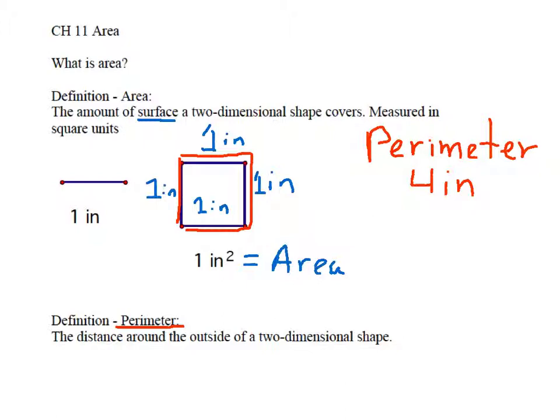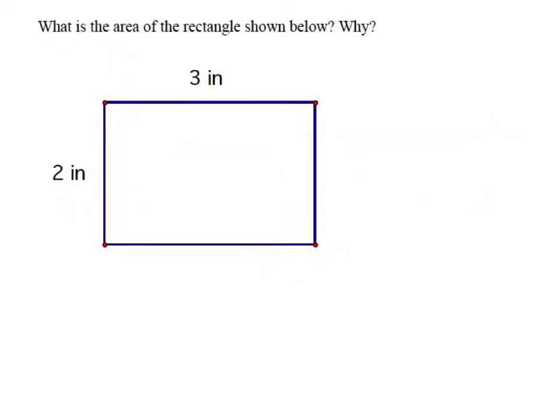Okay, so that's really what area is. It's the amount of surface a two-dimensional shape covers, and it's measured in square units. Okay. Now, here we have a rectangle, and it says, what is the area of this rectangle? And a lot of people know that the formula for the area of a rectangle is base times height. So here we'll write that down.